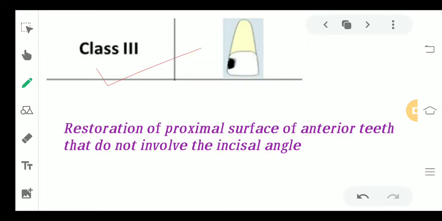Now coming to class 3 caries. Class 3 caries are mainly the restoration of the proximal surface again, but here we are talking about the anterior teeth.